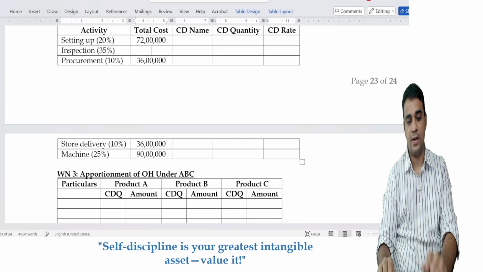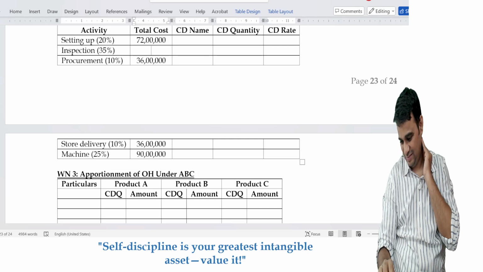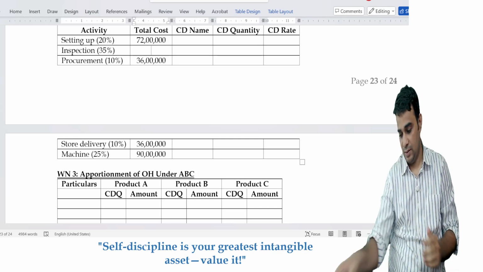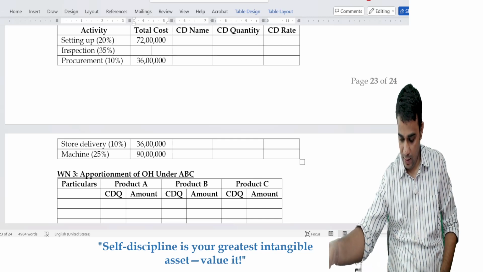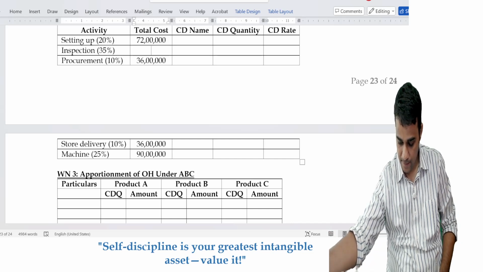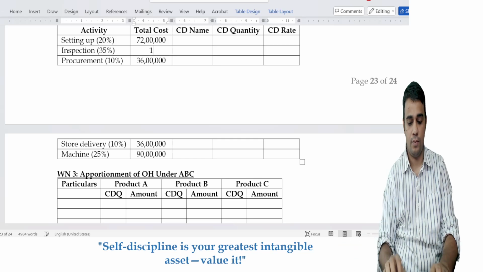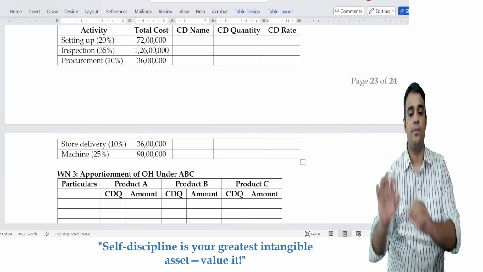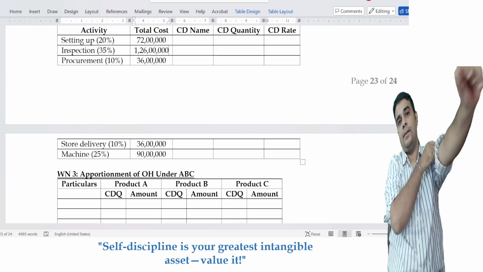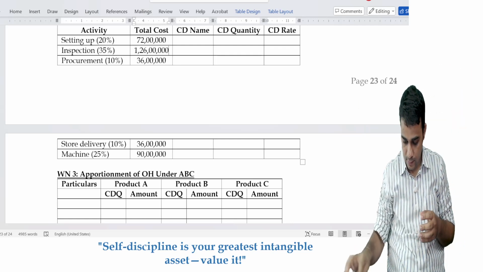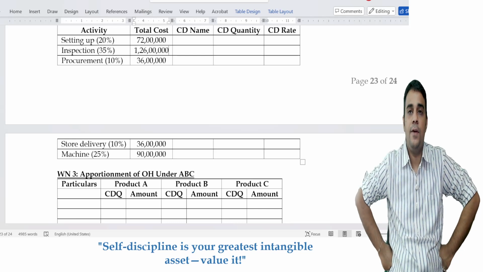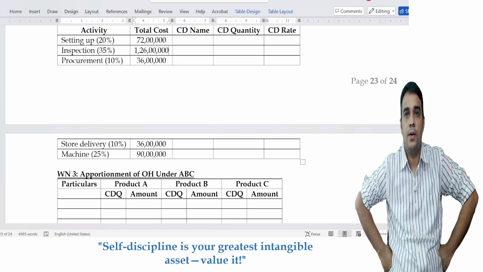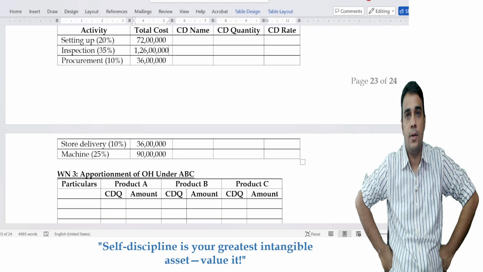Tell me how much is 35%? 35% is how much? 1 crore 26 lakh. We have done the bifurcation. Clear?